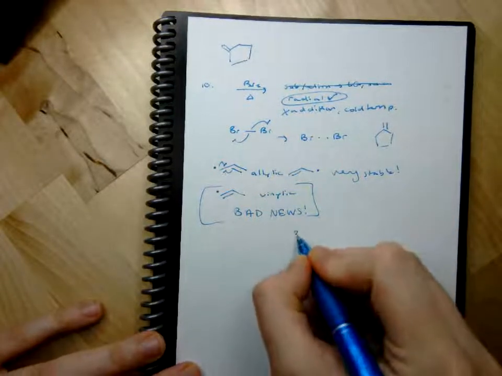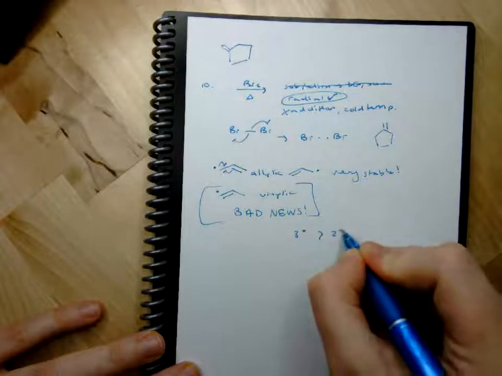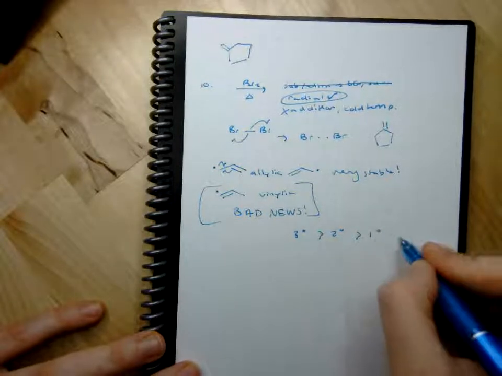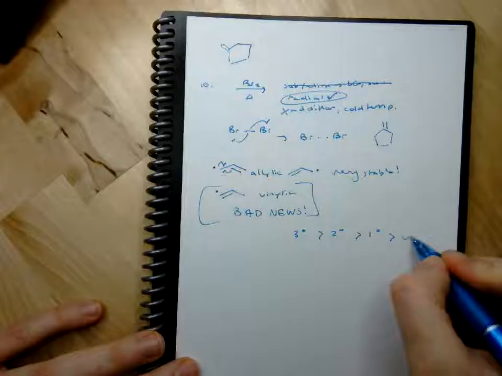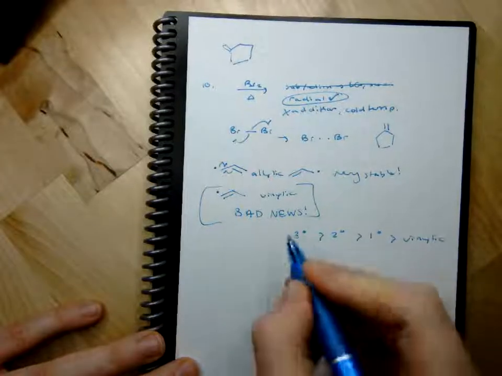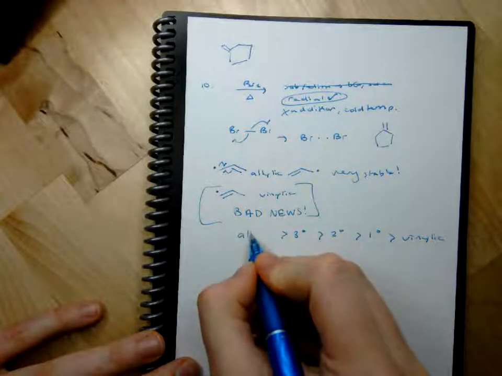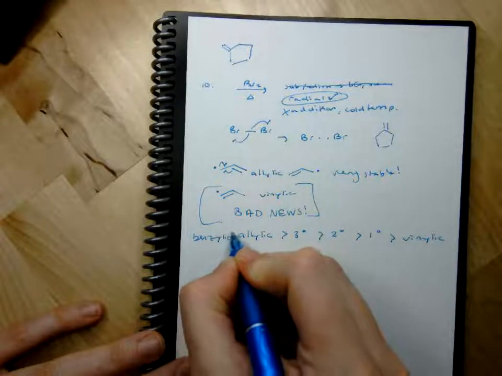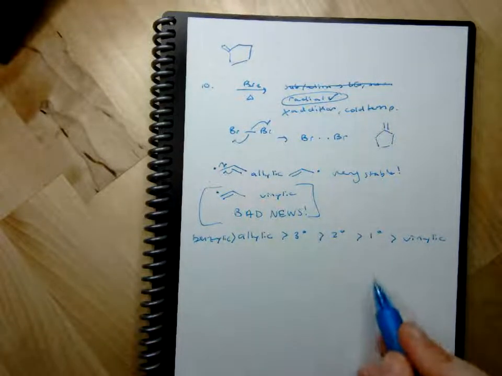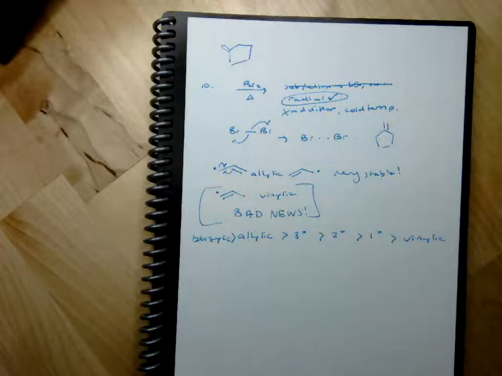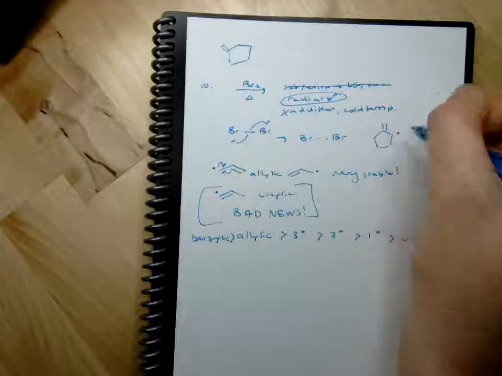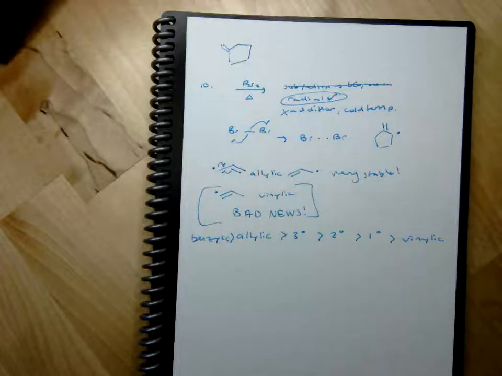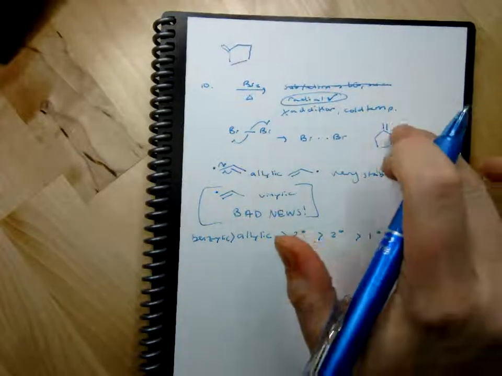So when I think of radicals in general, they follow carbocations. And carbocations also really don't like being at the vinylic position, but they like being at the allylic position and the benzylic position. So that's my order of radical and carbocation stability. So then that's where this one's going to go. It'll go to the allylic position.